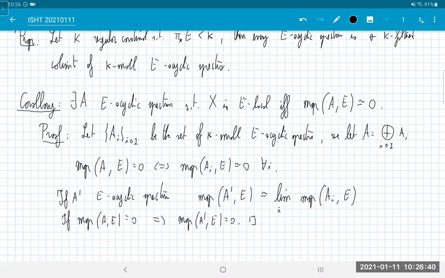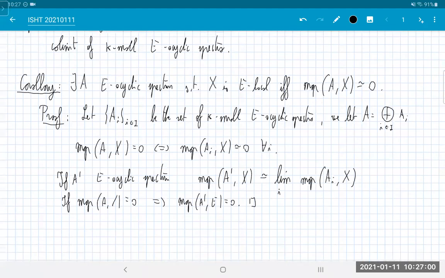Excuse me, Dennis. Yes? So what's the role of X in this corollary? Oh, that's because I am silly and I swapped E and X at some point. Terribly sorry about this. You must be extremely confused. I wrote E in the statement and then X in the statement and E in the proof, which is not something I was supposed to do.